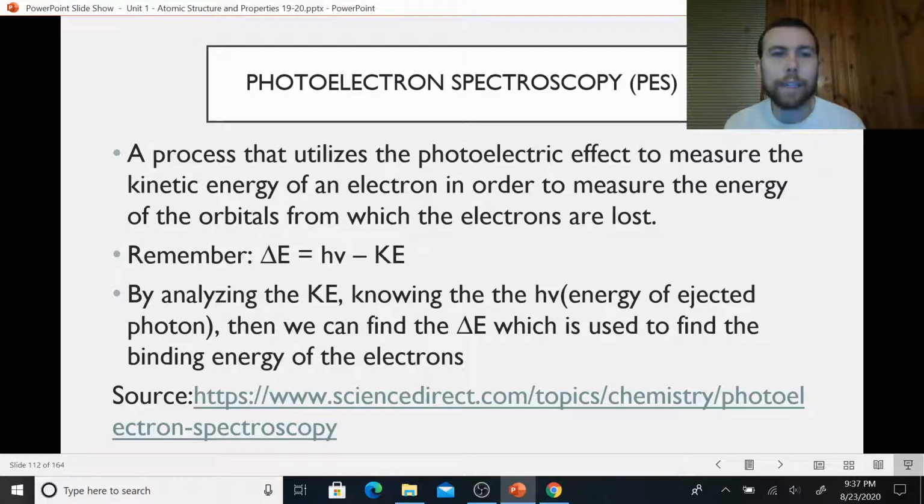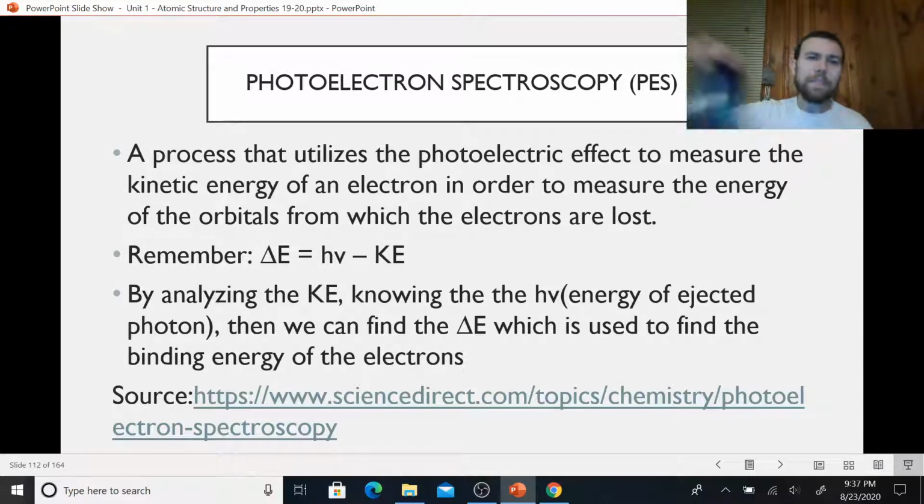And so when we look at this, if we analyze the kinetic energy and we know the energy of the photon that's being given off, then we can determine this binding energy, which is the energy that is keeping the electron within its orbital. This is what explains why the electrons don't just simply fall into the nucleus and are attracted to the protons. They have this binding energy that's keeping them in place.